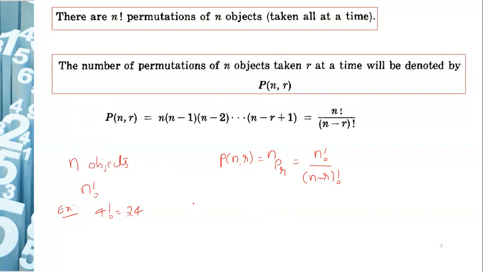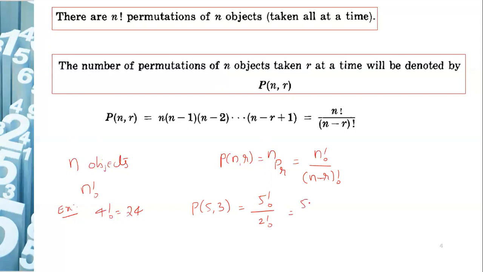Now, I have just given one example. 5 students go to the movie, and 3 seats are there, and 3 students out of 5 first have to sit. So how many ways can they do it? Exactly that is given by P(5, 3). That is nothing but 5 factorial divided by (5 minus 3) factorial, which is 2 factorial.